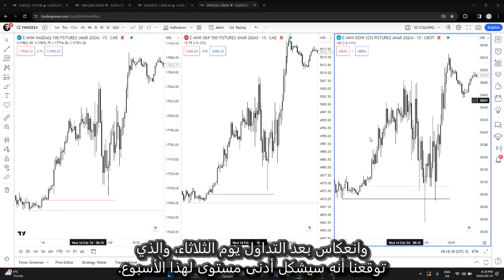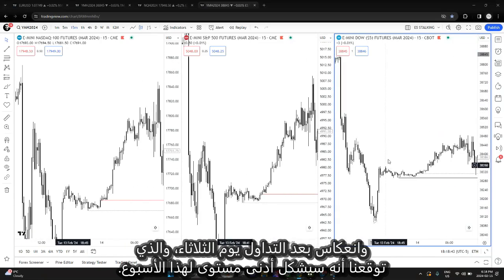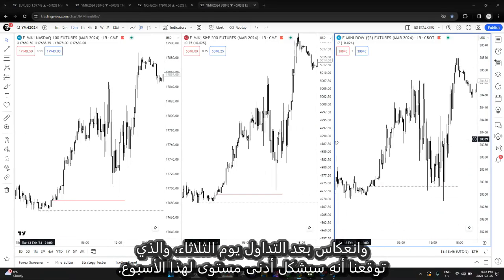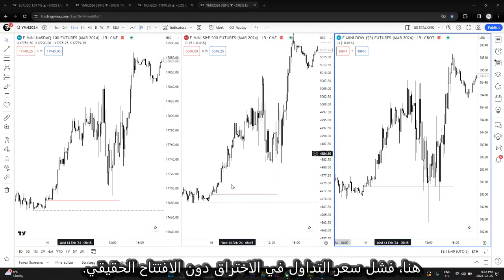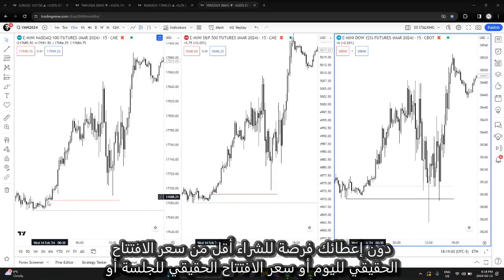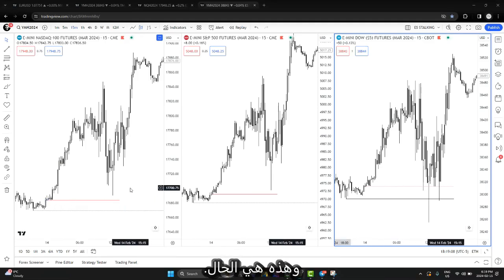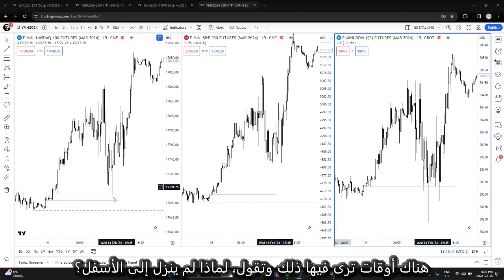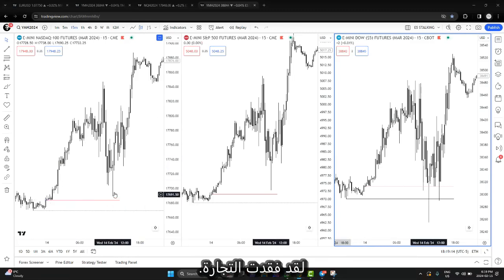And reversing after trading into Tuesday, which we expected to form the low of the week. Right here, we had price fail to break below the true open. So there are times when price will just rally, right? Without giving you a chance to buy below the true day open or a true session open or a true week open. And this is the case. There are times when you see that and you're like, why didn't it go below? It just went close to it. I missed the trade. Why did this happen? This is why.